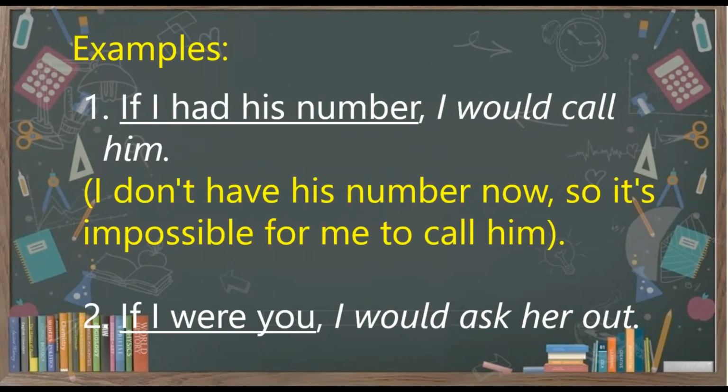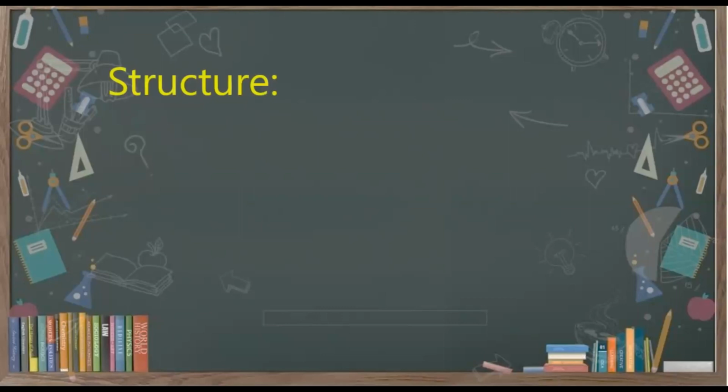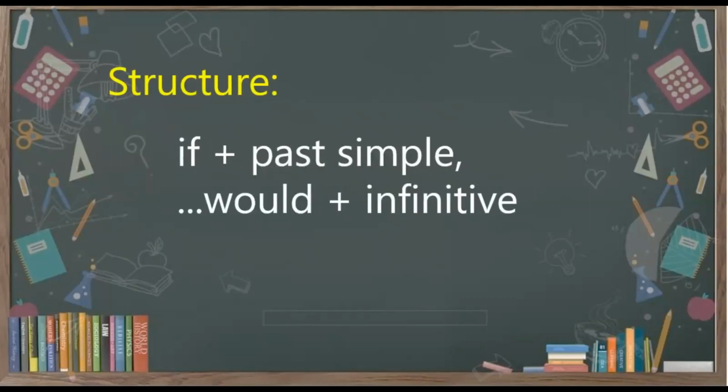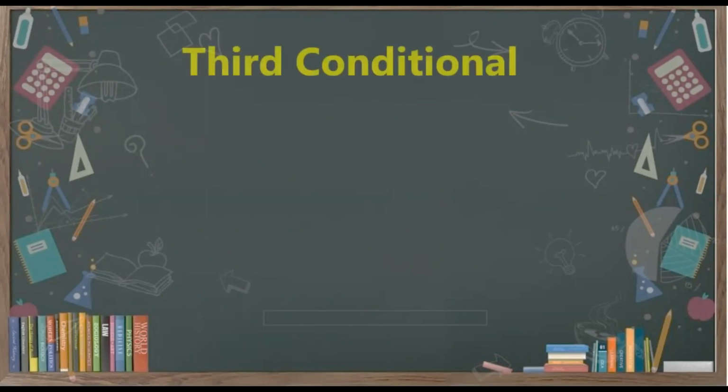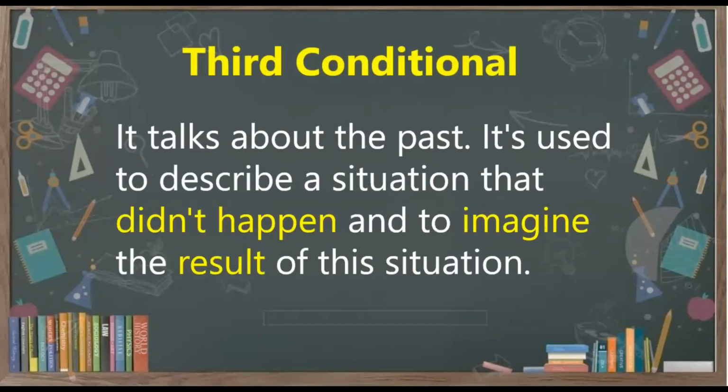This conditional is different from the first because it is more unlikely. We are just imagining or dreaming something. So take note, we use the structure if plus past simple, would plus infinitive. The final conditional that we are going to learn is the third conditional. It talks about the past.